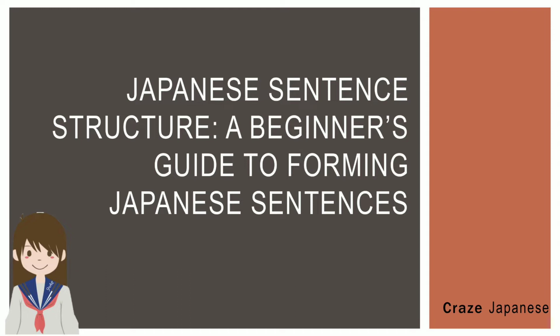This is the most important lesson, and that's Japanese sentence structure. This is a beginner's guide to forming Japanese sentences. Forming sentences is not that difficult. It is important because if you know how to form any sentence, interrogative, negative, any sentence, then you will know how to make them.